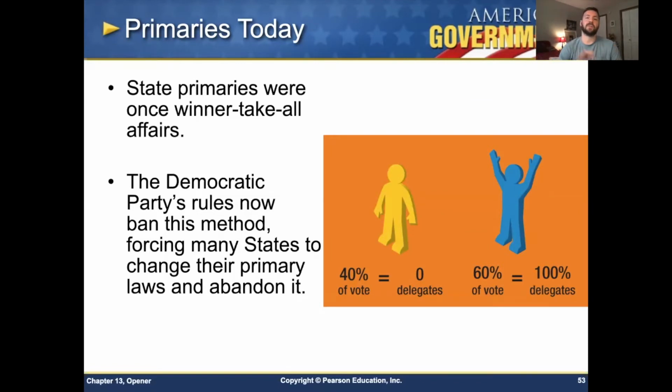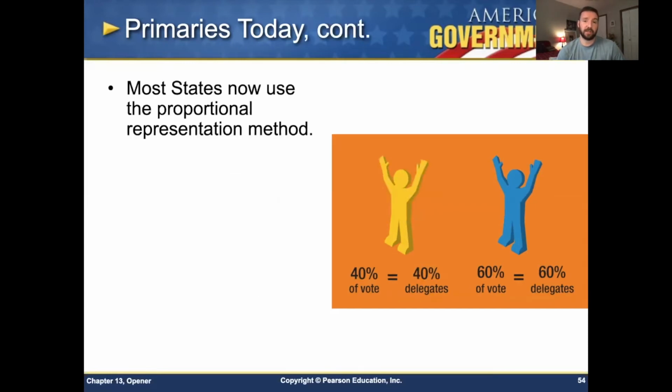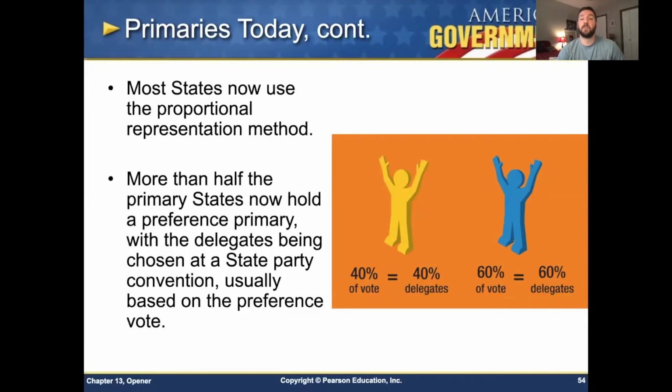So what's the difference? If you see this graphic, the winner-take-all method means that the candidate with the most votes gets all of the delegates, and the others don't get any. So 60% of the vote gets 100% of those delegates. With a proportional system, if you win 40% of the vote, you get 40% of the delegates. If your state has 100 delegates, that means you get 40 of them.